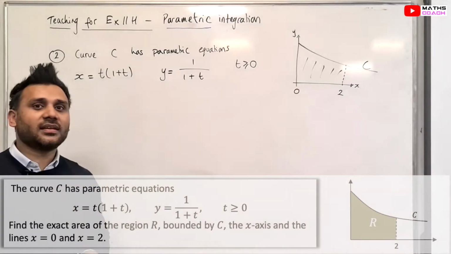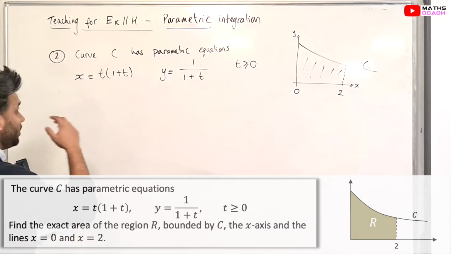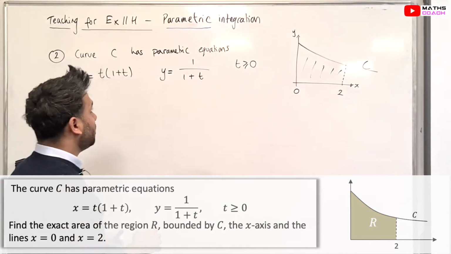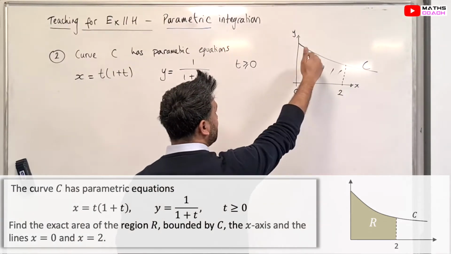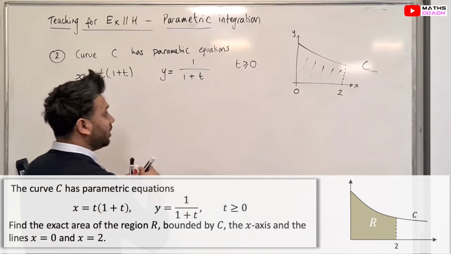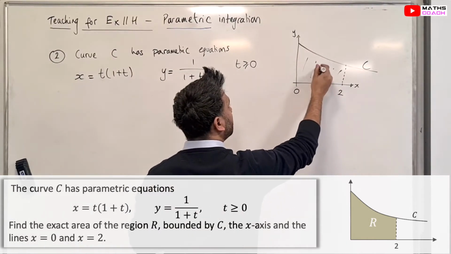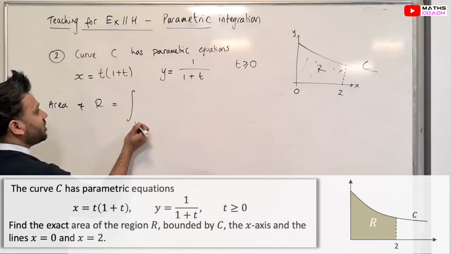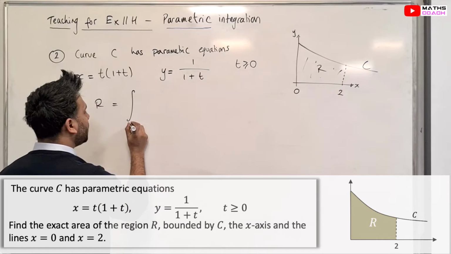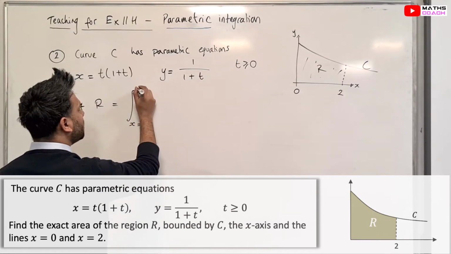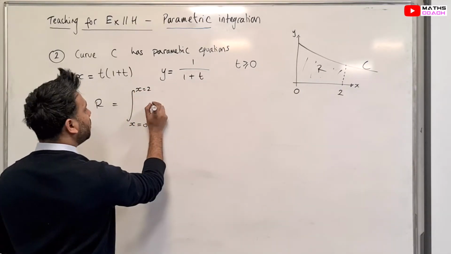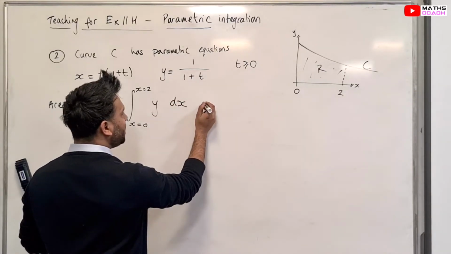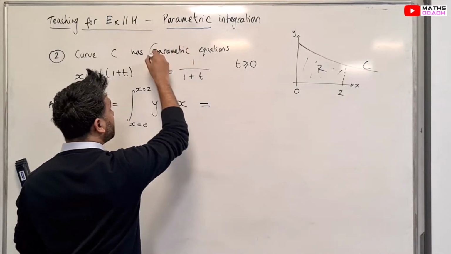Right, so let's look at the second example on parametric equations. Here we have x equals t(1 plus t) and y equals 1 over 1 plus t. We were asked to work out the area bounded between the curve and the x-axis. In other words, if we call this region R, the area of R, always start off with the Cartesian formula. So here we have the integral from x equals 0 to x equals 2 of y dx. This is the Cartesian formula for the area, but we need to now adjust this for the parametric case.